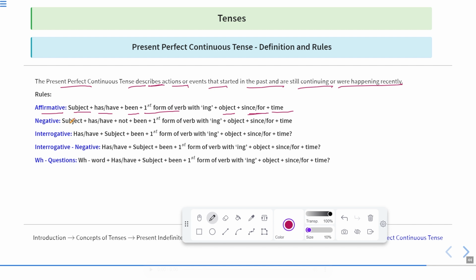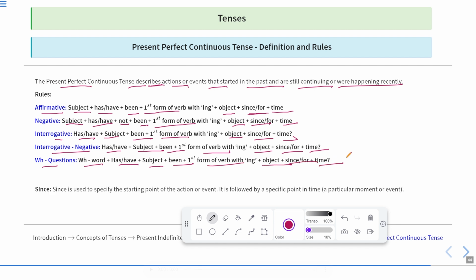Now, if the sentences are negative, we'll use subject plus has/have plus not plus been plus first form of verb with ing, then object, then since or for, and then time. Interrogative: has/have, subject, then been, then first form of verb with ing, then object, then since or for, and then time. For interrogative negative: hasn't/haven't, subject plus been plus first form of verb with ing plus object, then since or for, and then time. Now, the actual use of since and for we will discuss later on. WH questions: WH word plus has/have plus subject plus been plus first form of verb with ing, then object, then since or for, and then time.